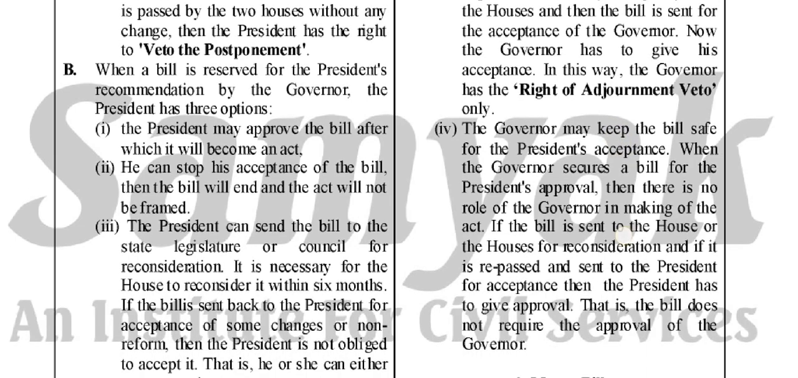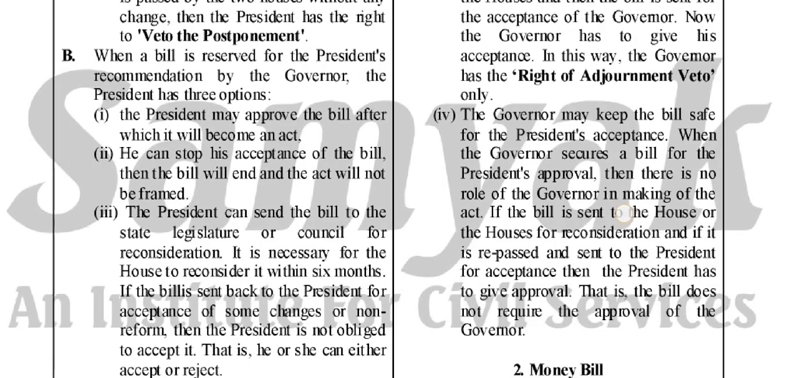Governor may reserve the bill for the president's acceptance. When the governor reserves a bill for the president's approval, then there is no role of the governor in the making of the act. If the bill is sent to the house or houses for reconsideration, or if it is repassed and sent to the president for acceptance, the president does not have to give approval. That is, the bill does not require the approval of the governor.